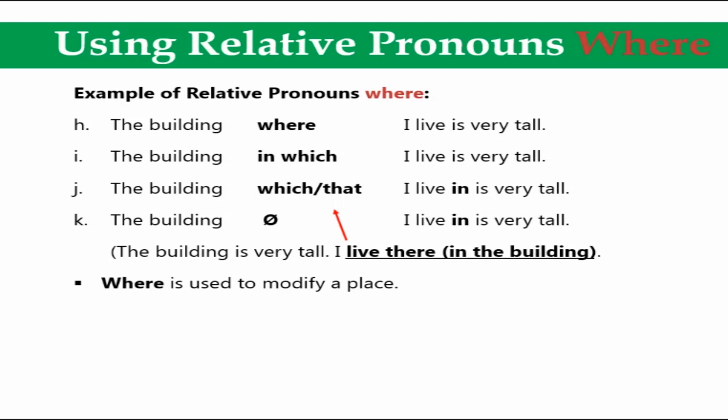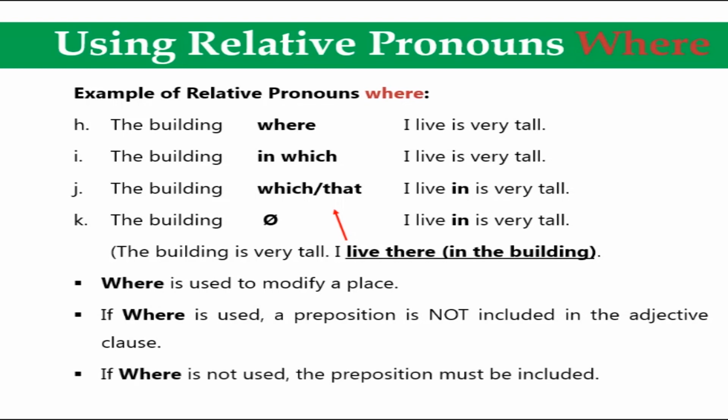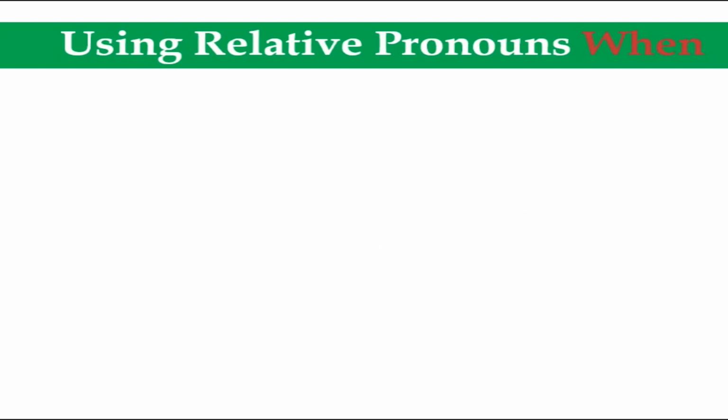Where is used to modify a place. If where is used, a preposition is not included in the adjective clause, just like example H. If where is not used, the preposition must be included, just like examples I, J, and K.